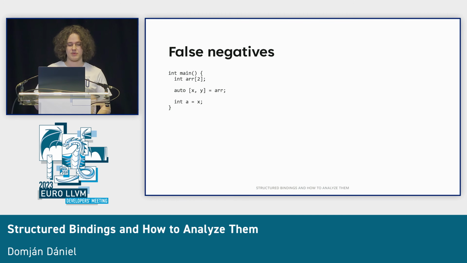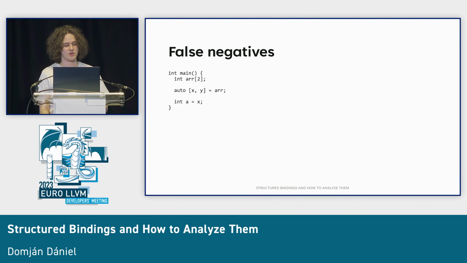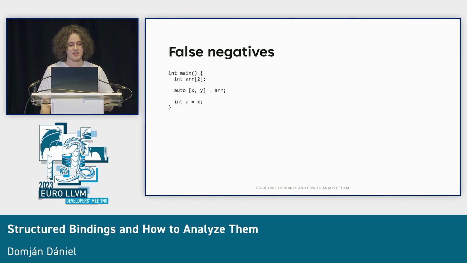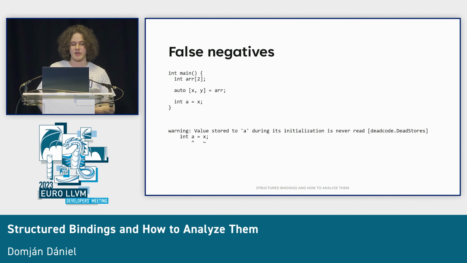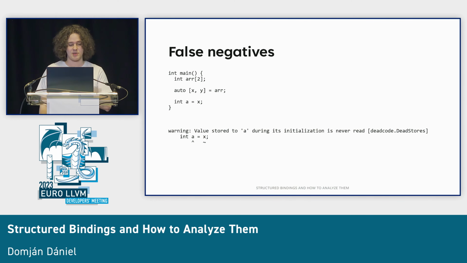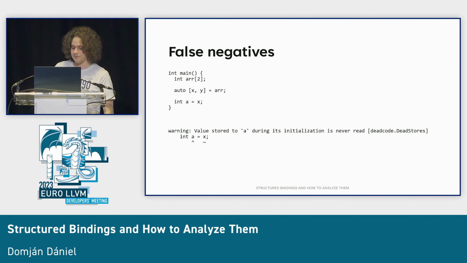And the other case is false negatives, when in this case a stack allocated array is decomposed into x and y. Now we know that in the array every element is some uninitialized or garbage value. And we also have seen that in such cases, the analyzer is able to report a warning that an uninitialized value has been assigned to something. But in this case, the only warning we get is that a has been given a value which is not read. So it fails to detect that actually a has been assigned an uninitialized value.